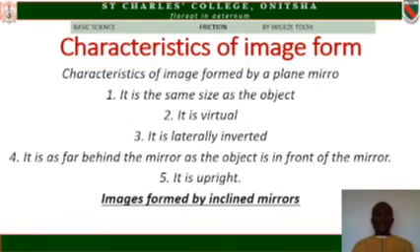Characteristics of image formed by a plane mirror. One, it is the same size as the object. It is virtual. It is laterally inverted. It is as far behind the mirror as the object is in front of the mirror. It is upright.